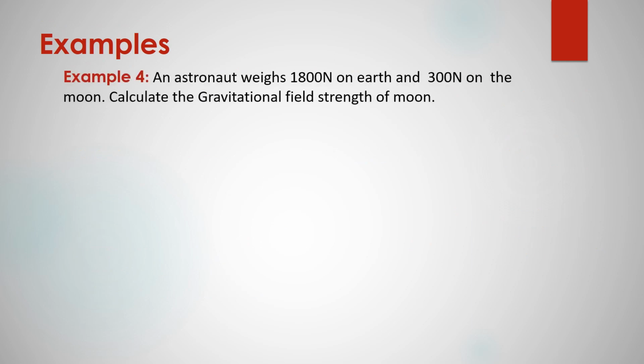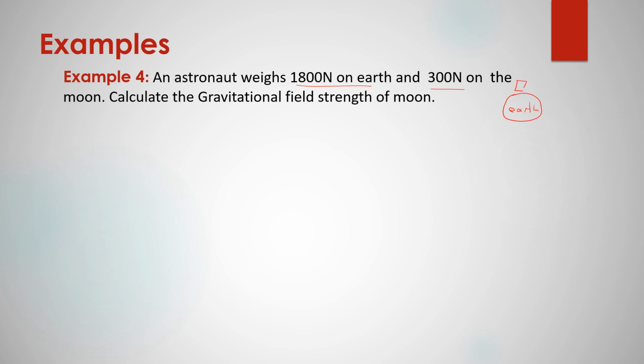One more example. An astronaut weighs 1800 Newton on the earth and 300 Newton on the moon. Let's make the question easy. So we have an object here. This is earth.